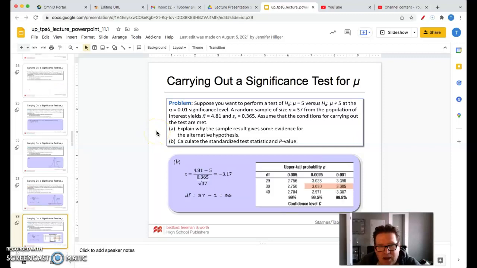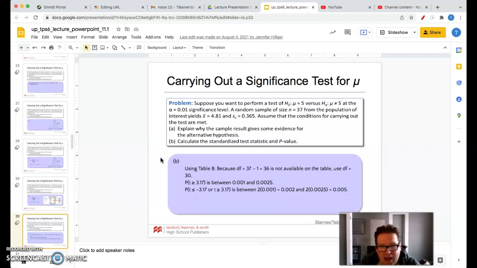All right, so we go to our handy-dandy table. We're looking in there, because it goes from 30 to 40, 36 isn't on there. We go to the next smallest one, 30, and we're looking for negative 3.17. Just use the positive, right, because of the symmetry. We're in between 0.0025 and 0.001. So we got kind of an interval, which is kind of the downfall of using that.